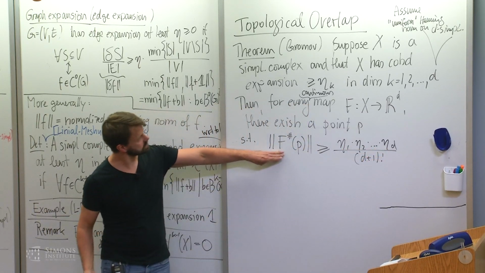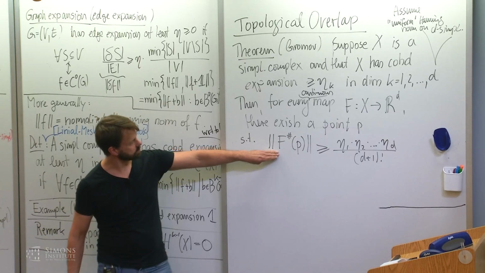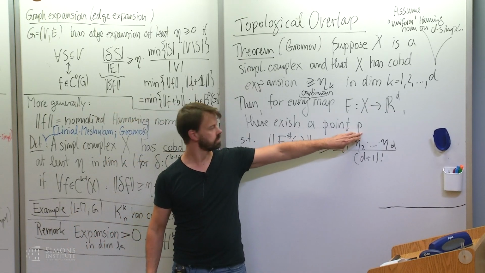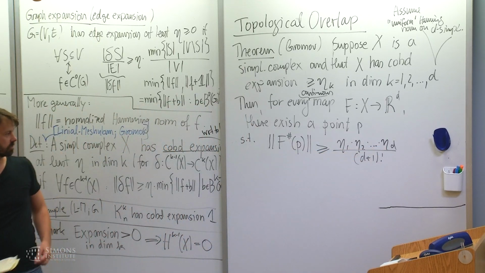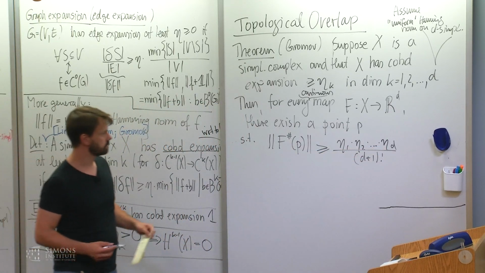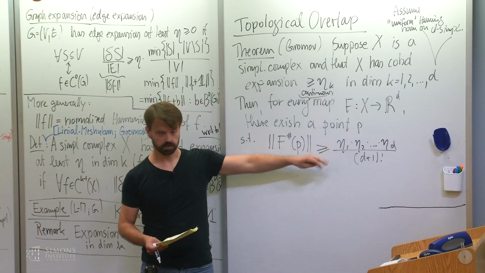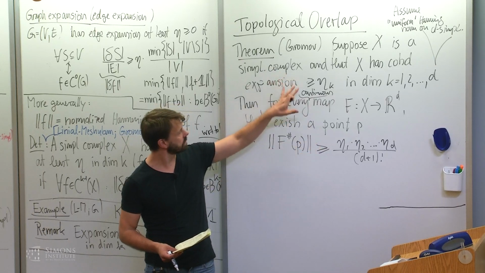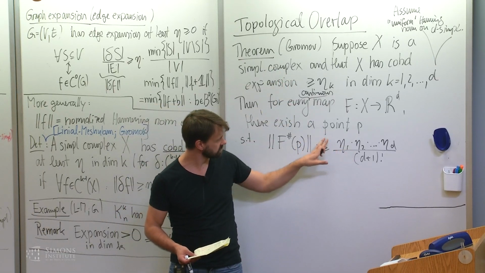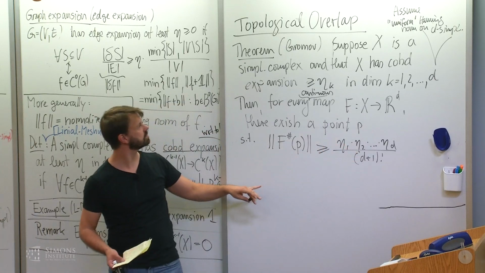So the fraction of top-dimensional simplices that will hit this point is essentially the product of the expansion factors times 1 over d factorial. This is not sharp. We don't know what the answer is. Gromov's proof actually gives something larger by a factor of 2, but never mind.